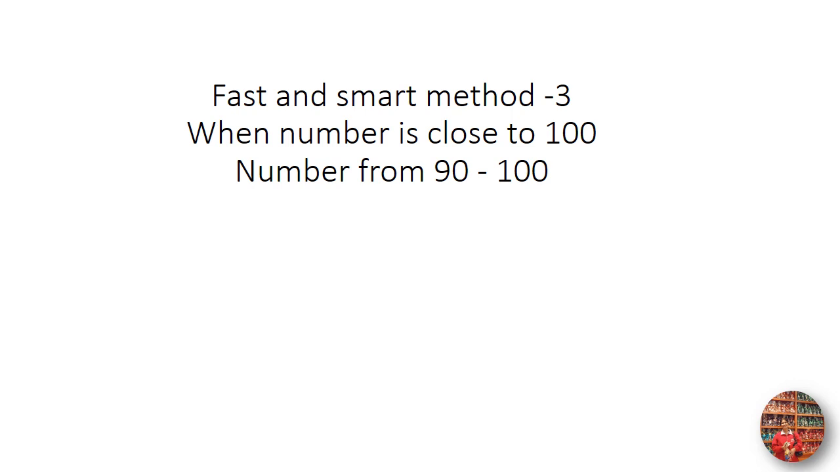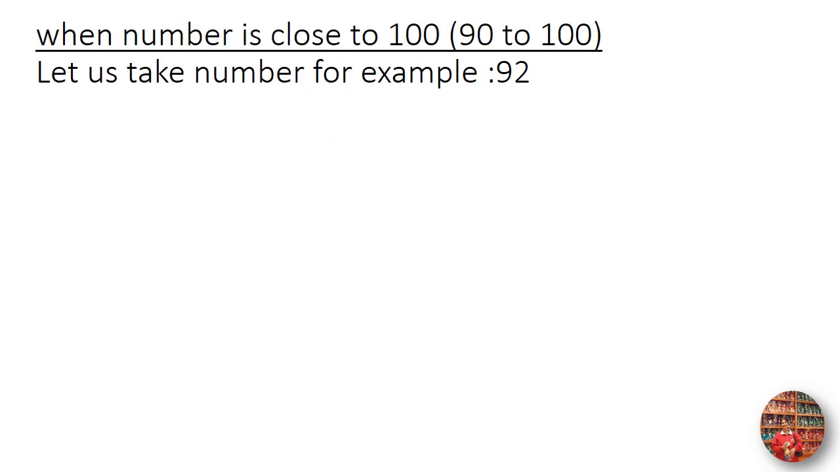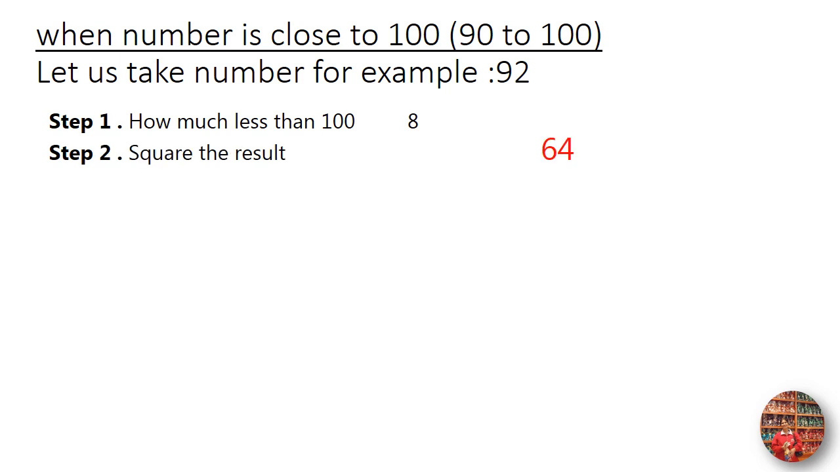Next is fast and smart method 3, when number is close to 100. I am taking less than 100, or I am taking 90 to 100. First number 92. How much less? 8 less. So make the square, 64. Now here we'll multiply 8 with 2 and we'll subtract from 100.